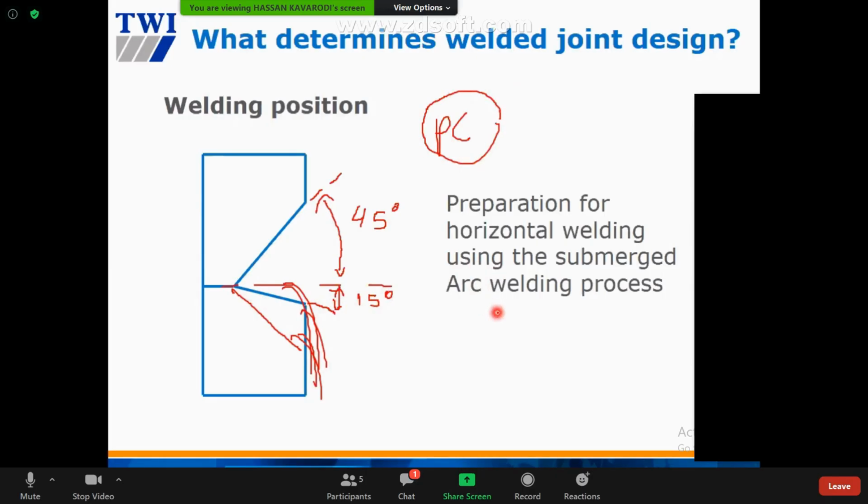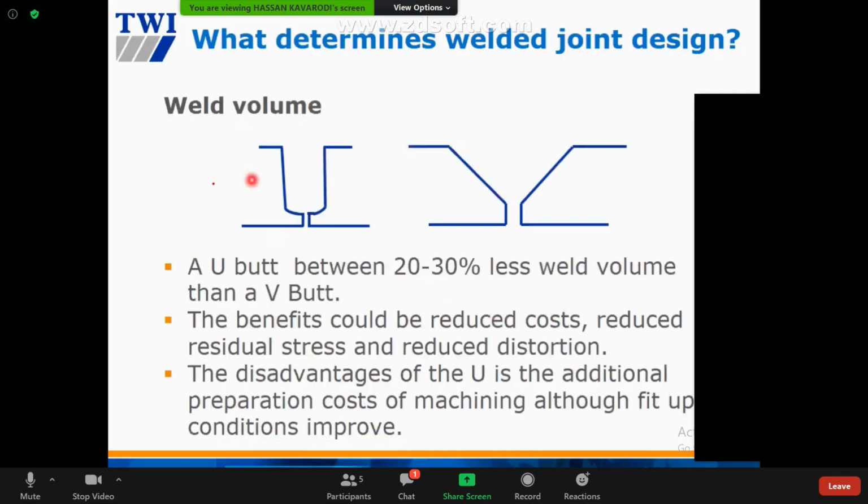Yeah. Okay. All right, talking about weld volume, what is said here, U bevel has 20 to 30% less weld volume than V bevel. Then what is a good thing about having this U is it reduces cost. In this case, reduces consumable cost, reduces stress, and also reduces distortion. That's a good thing about U. Disadvantage, additional cost, preparation, machining. That's additional cost. Yeah.